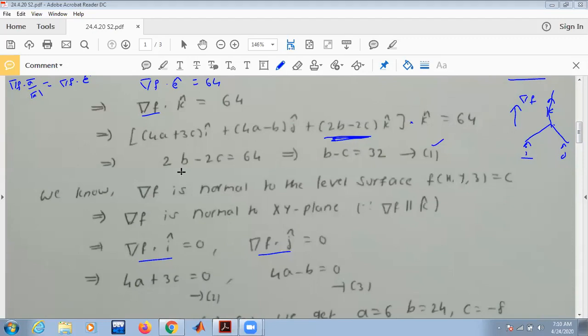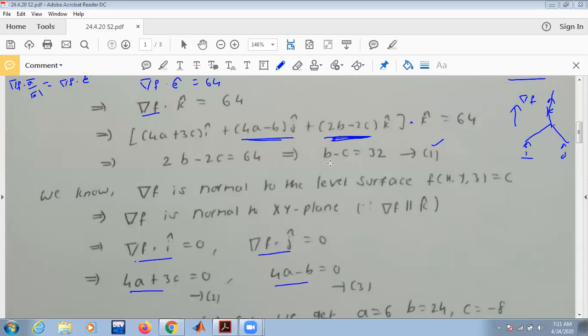4a plus 3c has to be 0 because these two are perpendicular vectors. And del f dot j bar equal to 0. Second component of del f is 4a minus b. Okay. So now you got three equations.